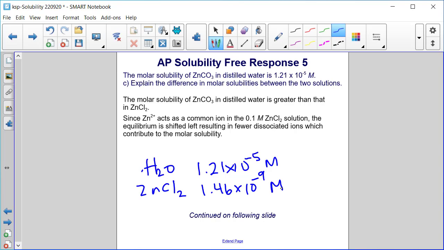Okay. In distilled water, the molar solubility is greater than in zinc chloride. Why? Because in zinc chloride, we have this zinc 2+ ion that acts as a common ion in the solution, and that shifts the equilibrium to the left, resulting in fewer dissociated ions, which contribute to the molar solubility.